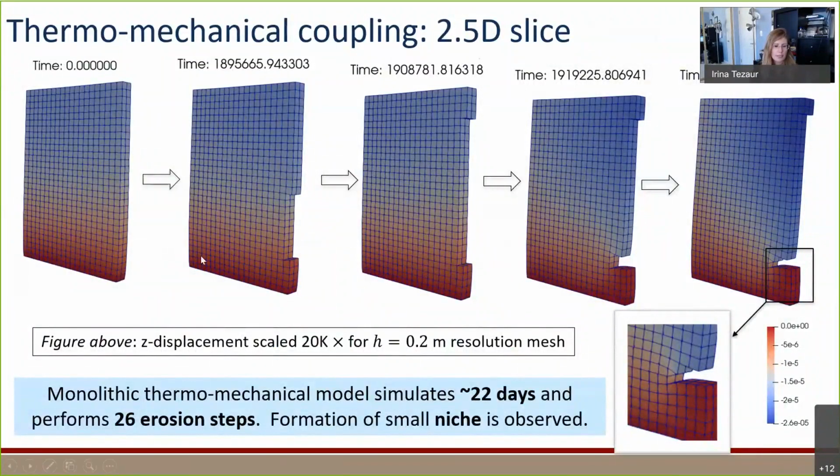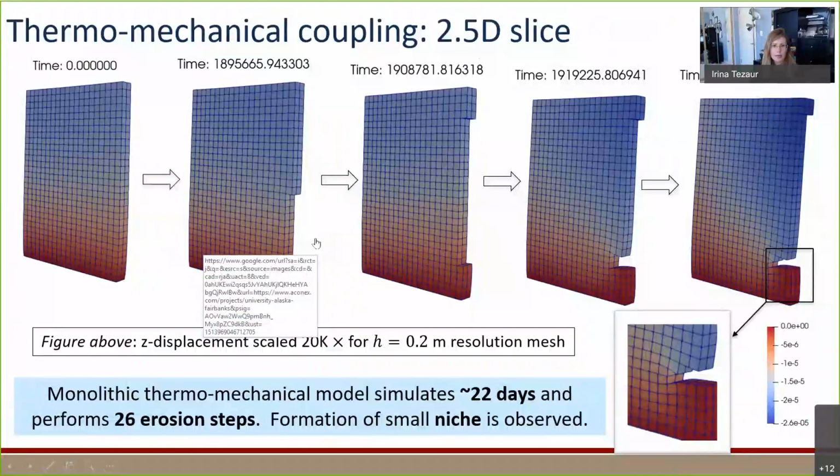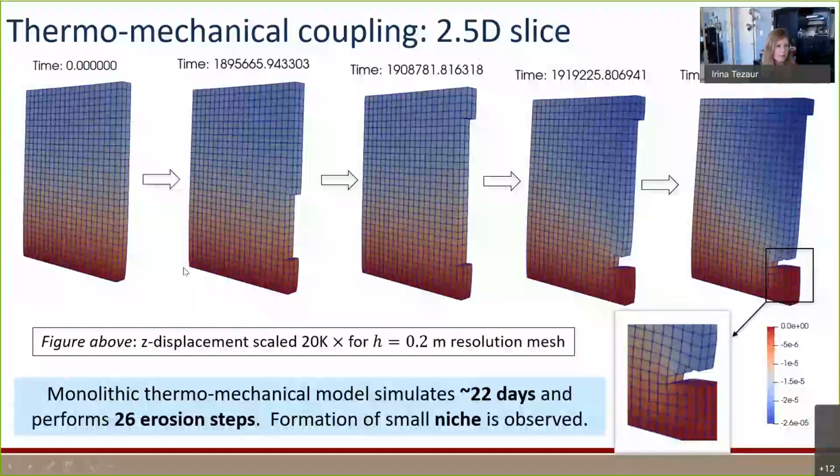So what's shown here is the Z displacement. And what you can see is the model is able to run for 22 days and to perform 26 erosion steps during this time. And as the simulation progresses, you get this small niche formed towards the bottom. And if you zoom in on it, you can see we get this overhanging material that droops down, similar to that mechanics-only simulation with the cantilever that I showed earlier.